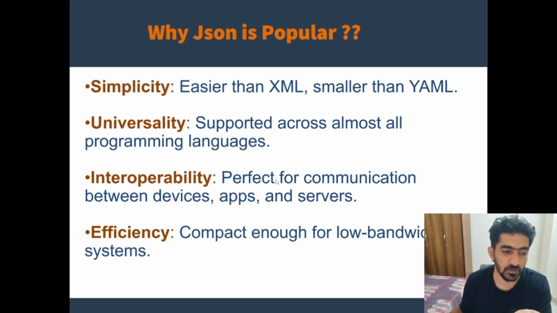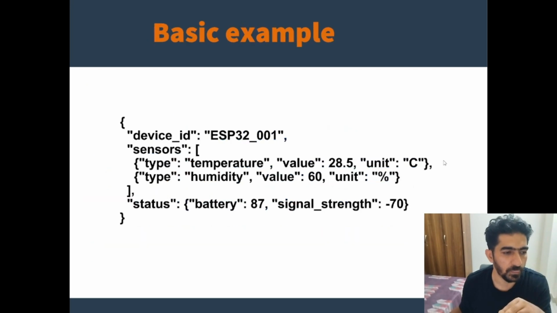So this use case we already studied. Okay, then comes efficiency. It's compact enough for low-bandwidth systems as well, for example, a microcontroller. So we have a version of JSON, that is micro JSON, I think. This library is used in microcontrollers to parse and to create JSON. Okay, so these are the use cases.